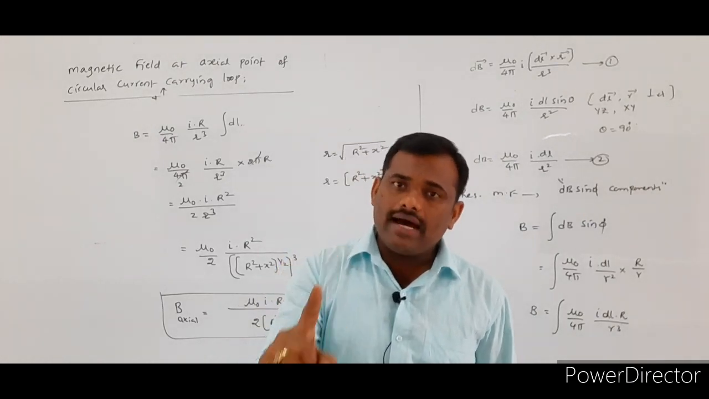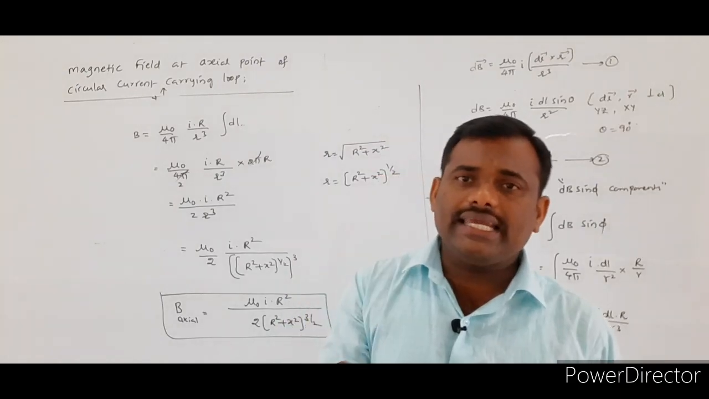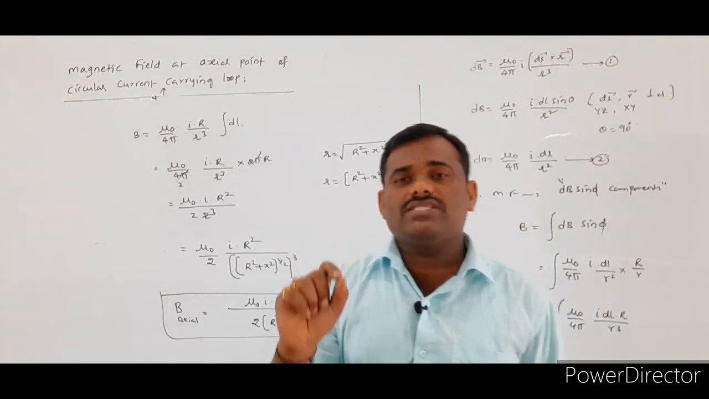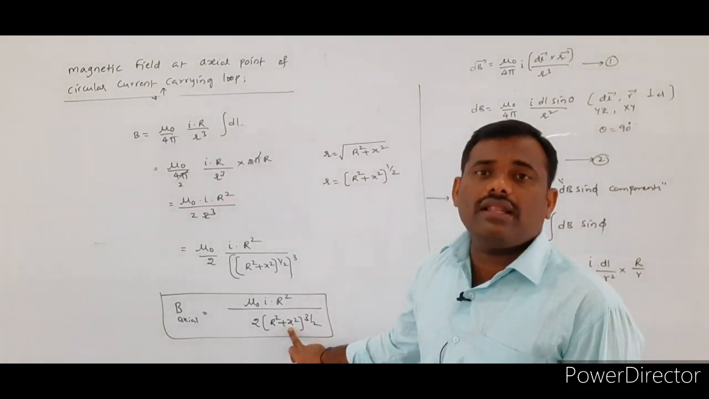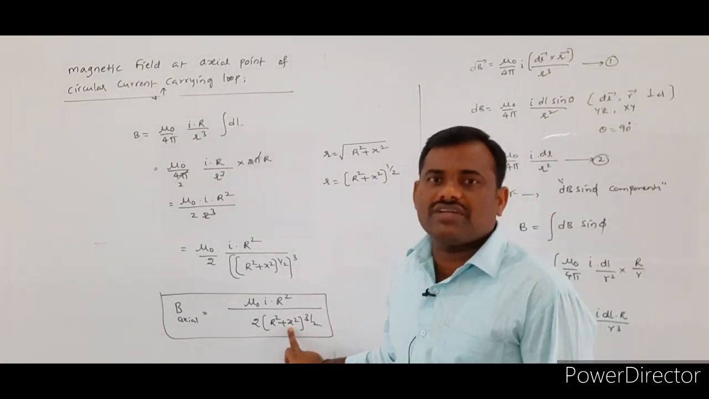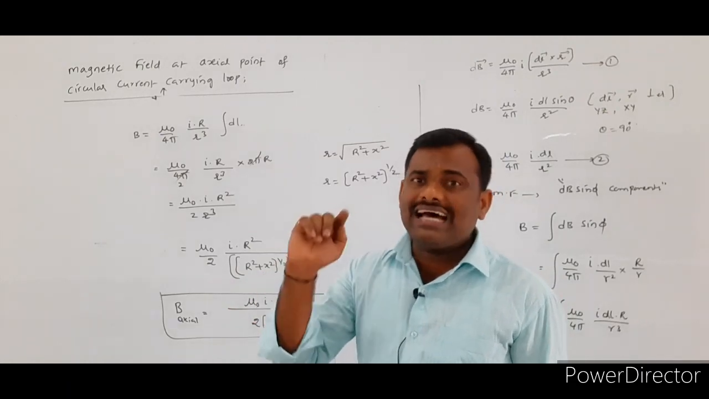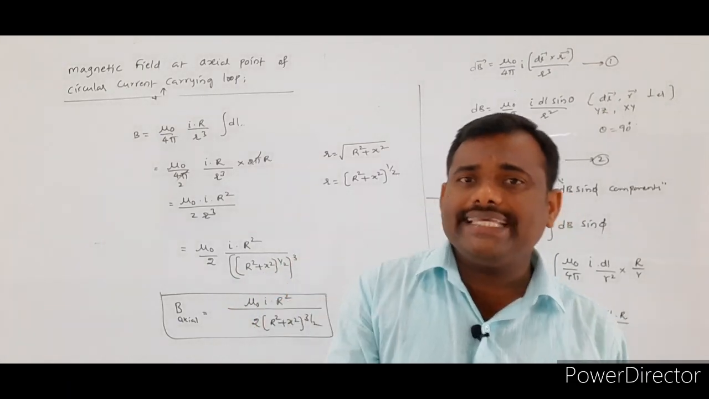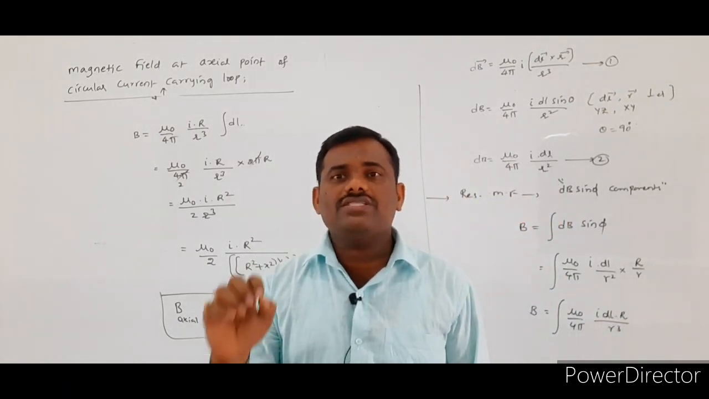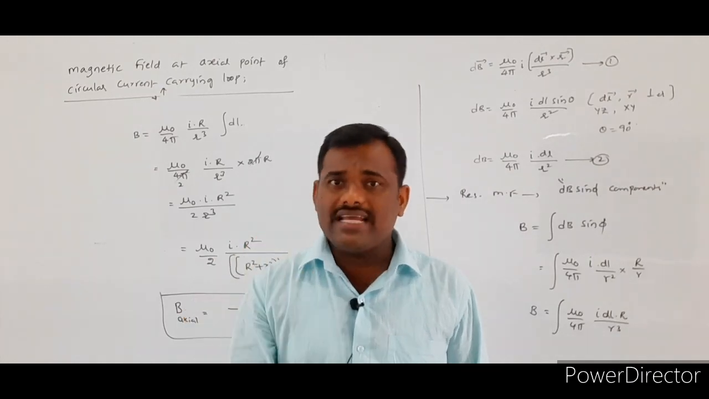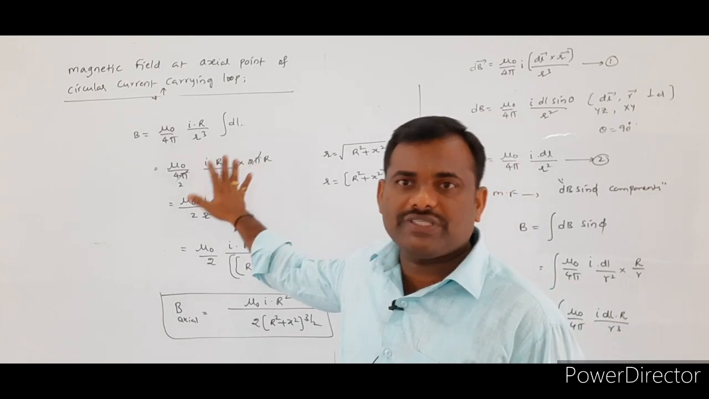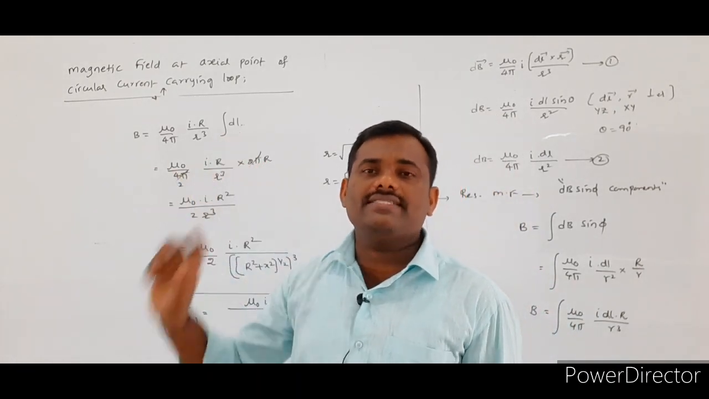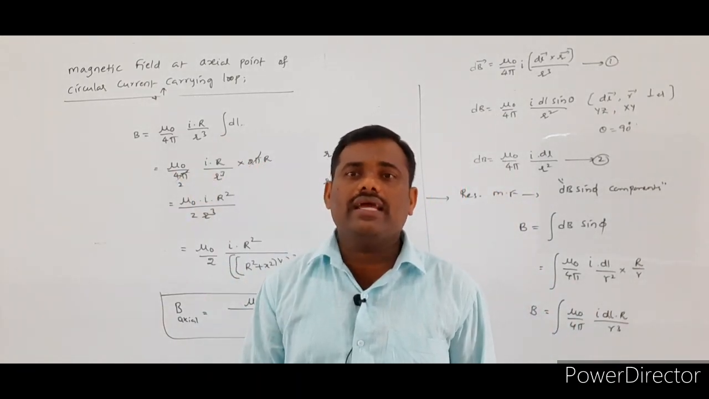What is the capital R there? Capital R is indicating the radius of the circular loop, and x is indicating what? The position of the point P on the axial line from the center of the circular current carrying loop. So this is the resultant expression for magnetic field intensity due to a circular current carrying loop.